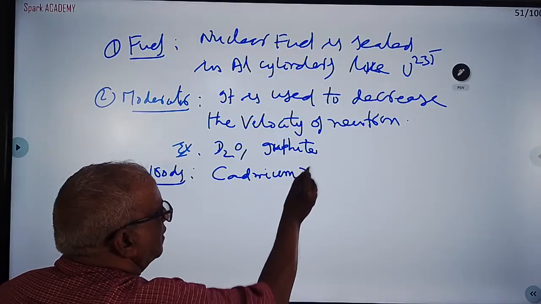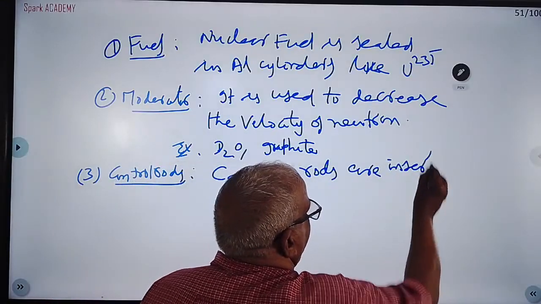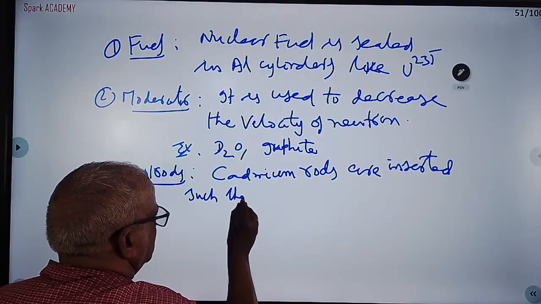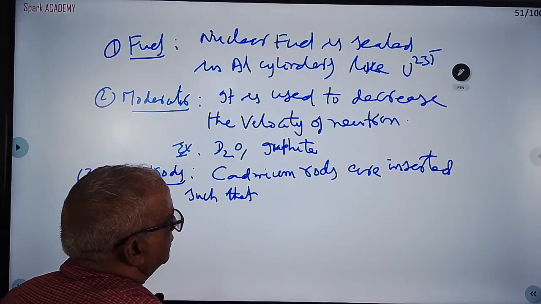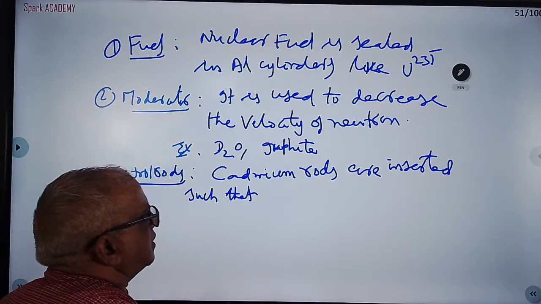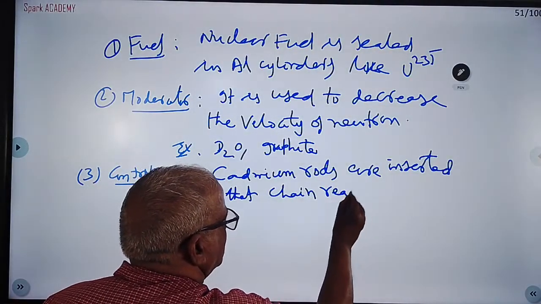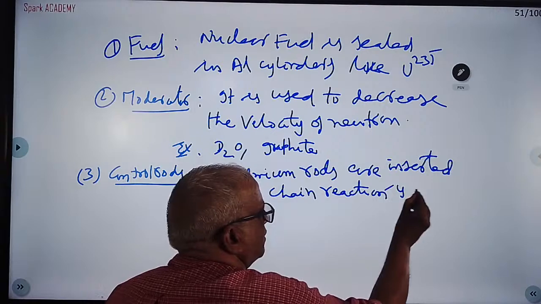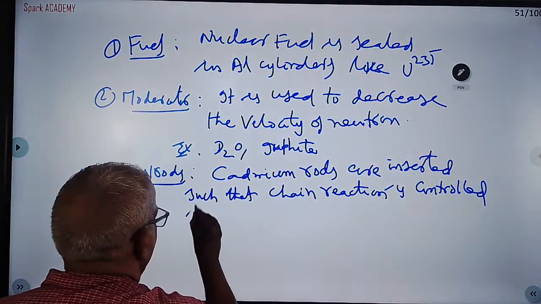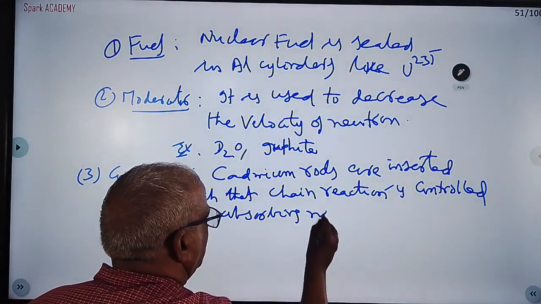Cadmium rods are inserted in and out, such that the chain reaction is controlled, by absorbing neutrons, by absorbing fast neutrons, and even slow neutrons.